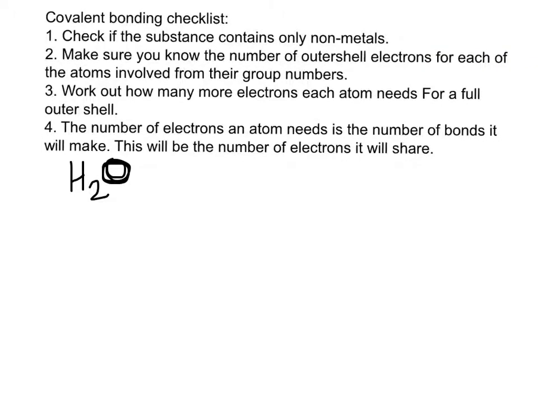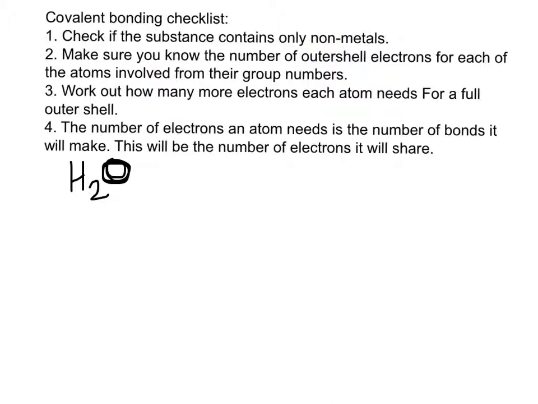Okay, let's have a look at how we use a specific number of steps to be able to describe a covalent substance. And I've chosen water, being a simple, but yet it's a compound, and we can have a look at how the bonds are made. Let's start with this one and apply the first step here. Check if the substance contains only non-metals.